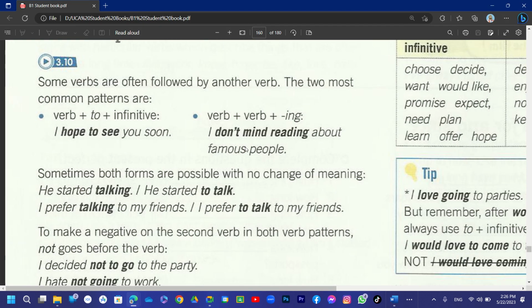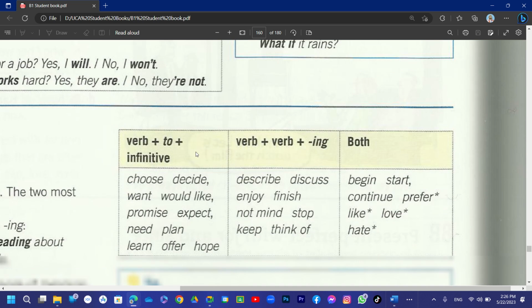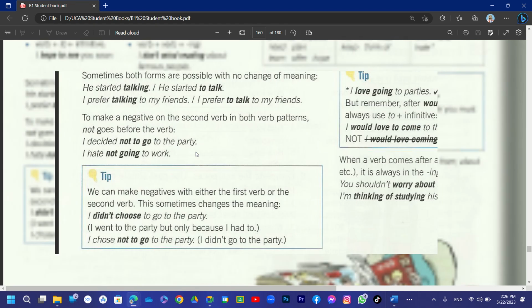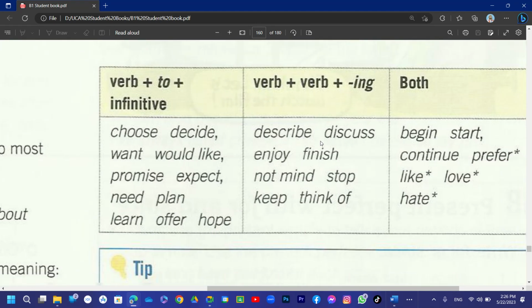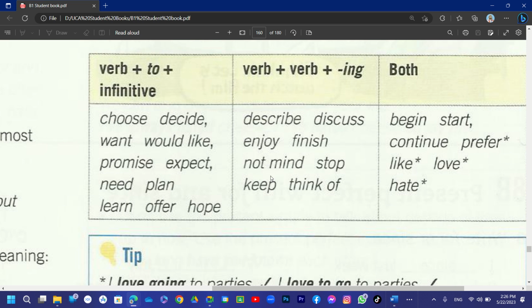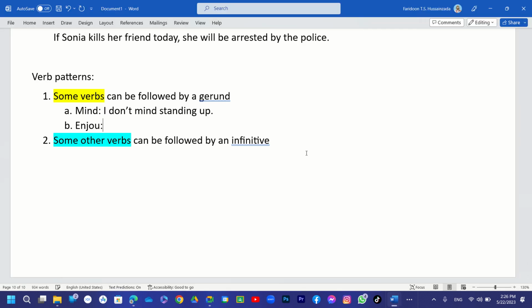Another example with gerund, sorry, where did they put it? Yeah, this is the one. Okay, describe, discuss, enjoy, finish, not mind, stop. So let's go with enjoy, right? So we can select enjoy and write, she enjoys playing video games. See, standing up or playing video games, these are our gerunds.